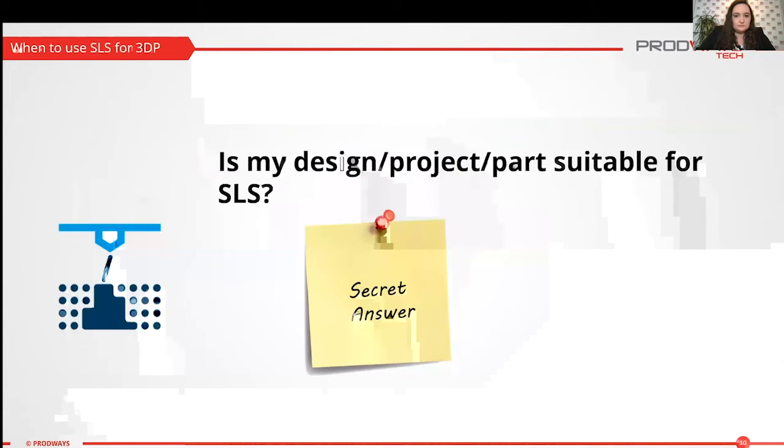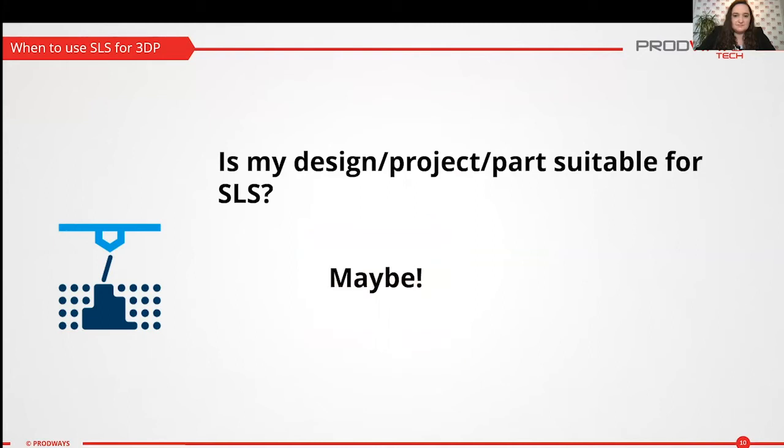So let's start to address the first part, which is to discuss when is it suitable to use SLS, and then we'll discuss once you're using SLS, what can you do better. So this is the biggest question. I have a design, I have a project, I have a part, and we're asking the question, should I use SLS? Well, there is an answer to this question, and the answer is maybe. And that's what we're going to discuss now.